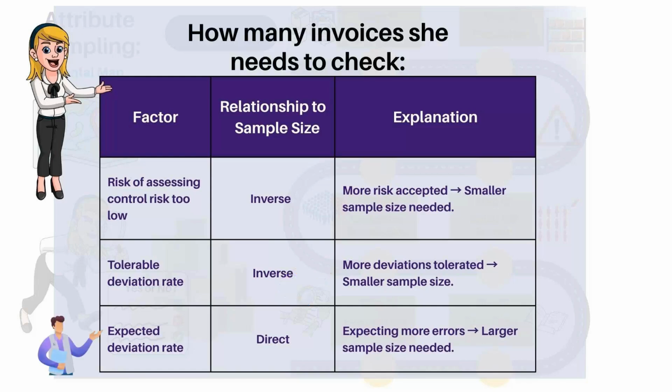And then finally, we have the expected deviation rate. You could think of this as the expected error rate. This has a direct relationship with sample size. In other words, the more expected errors, the larger the sample. She'll want to check more if she suspects more problems. Take note that if there are thousands of invoices, it doesn't necessarily mean that Lucy has to test thousands in her sample. The sample size usually doesn't increase once the population is very large, such as more than 5,000 invoices.